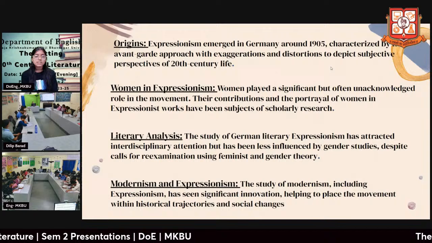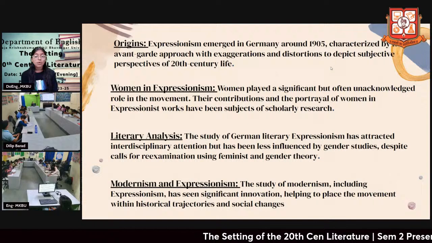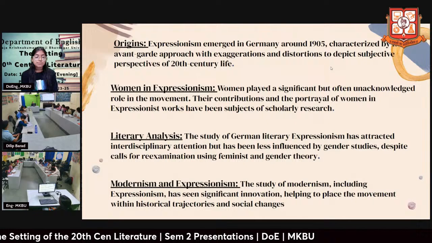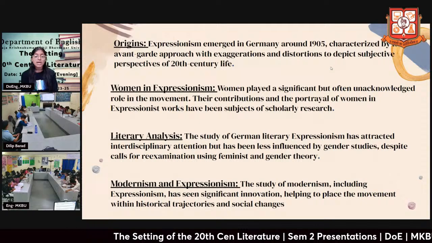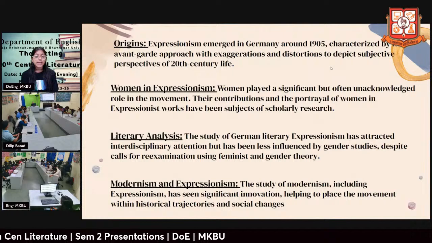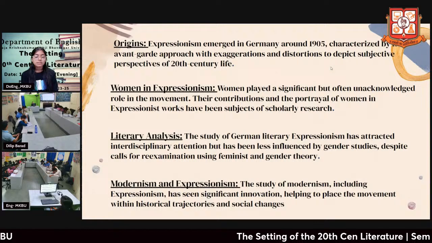Movement in expressionism. Women played a significant but often unacknowledged role in the movement. Their contributions and the portrayal of women in expressionist works have been subjects of scholarly research. And literary analysis. The study of German literary expressionism has attracted interdisciplinary attention but has been less influenced by gender studies, despite calls for re-examination using feminist and gender theory.